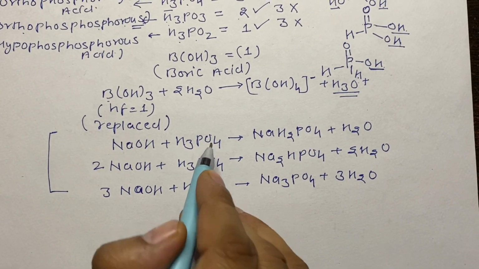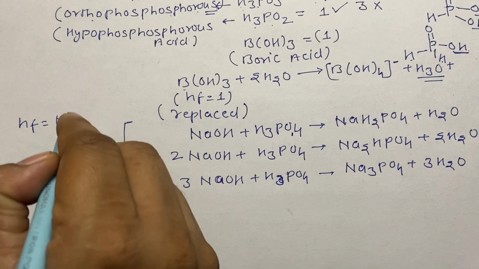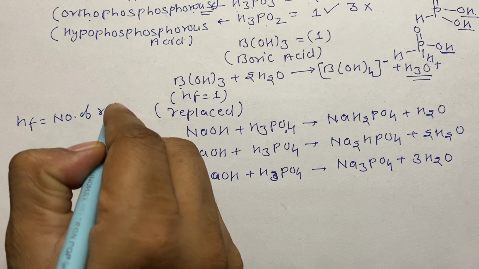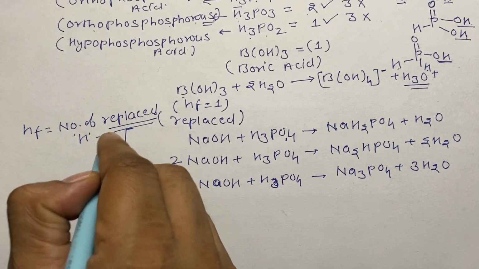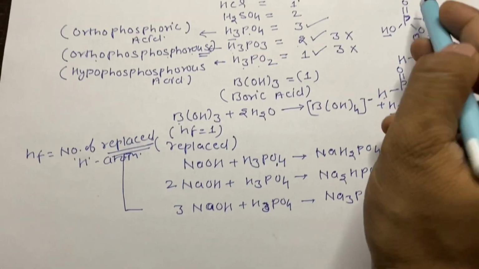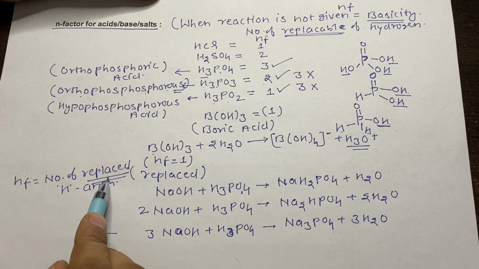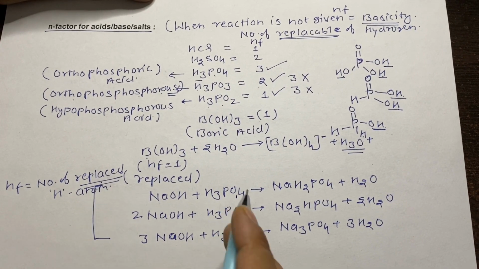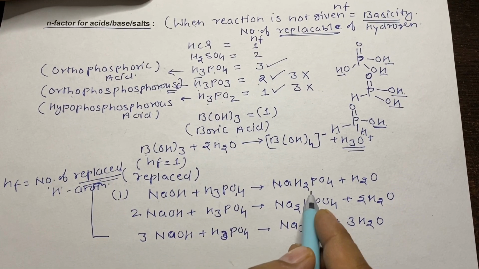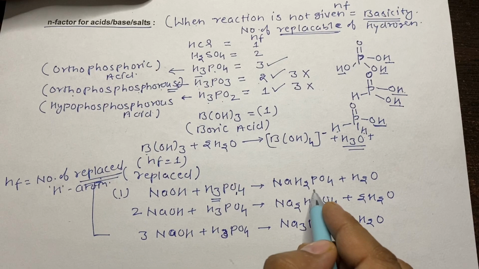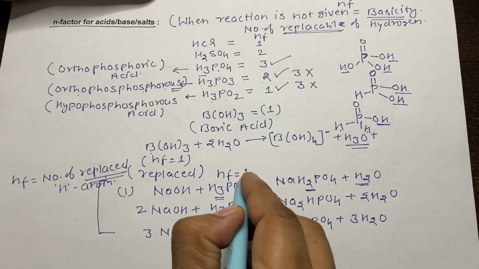to 3. In this case, we will consider n factor is equal to number of replaced hydrogen atoms. In the earlier case, we discussed the number of replaceable hydrogen atoms. In this case, when the reaction is given, we will consider replaced hydrogen atoms. So in the first reaction, only one hydrogen from the H3PO4 is replaced. So definitely n factor of this will be 1.